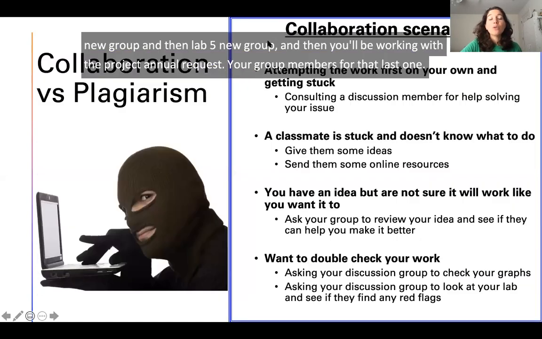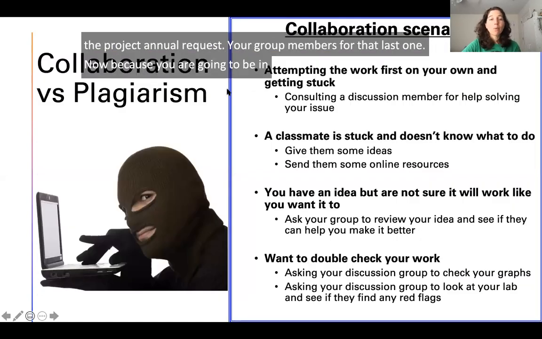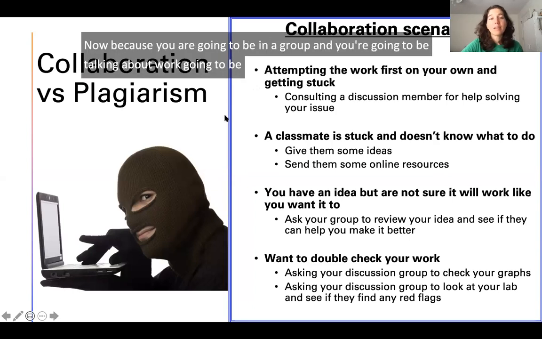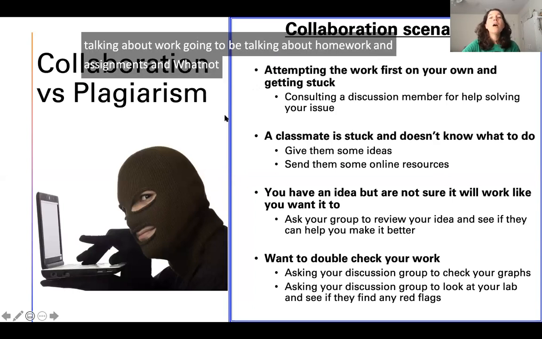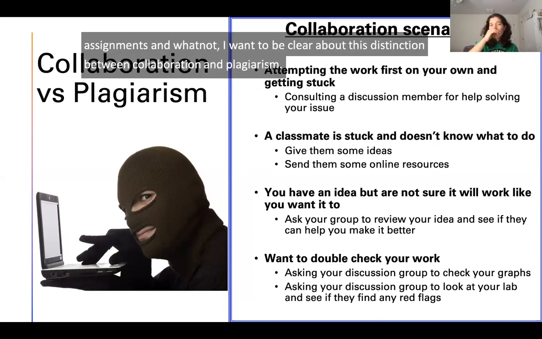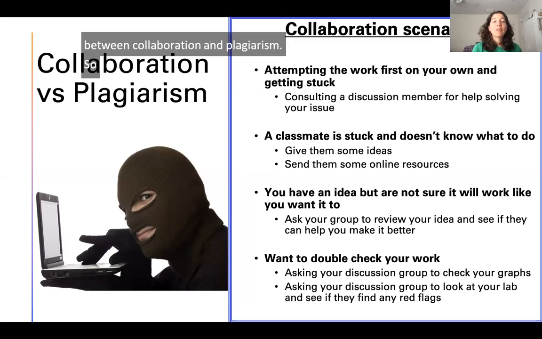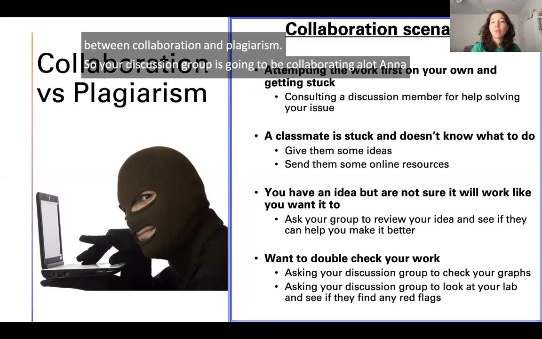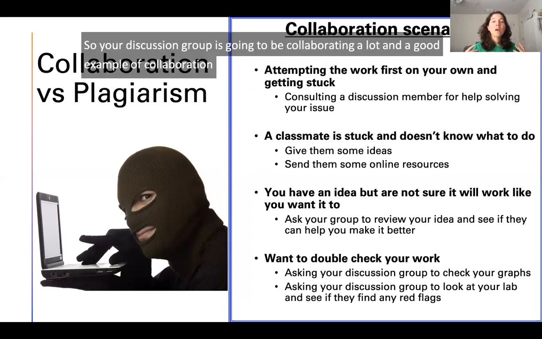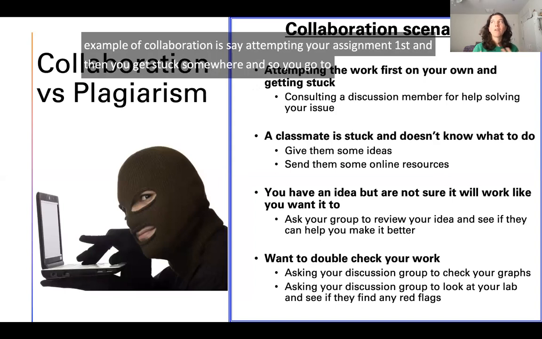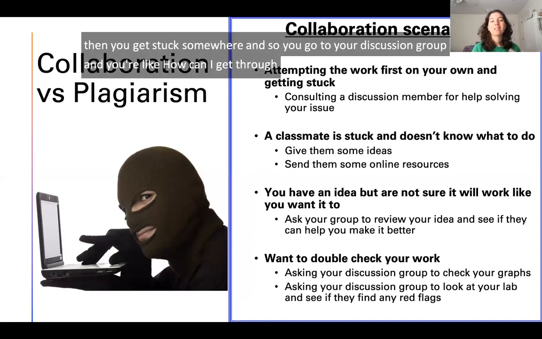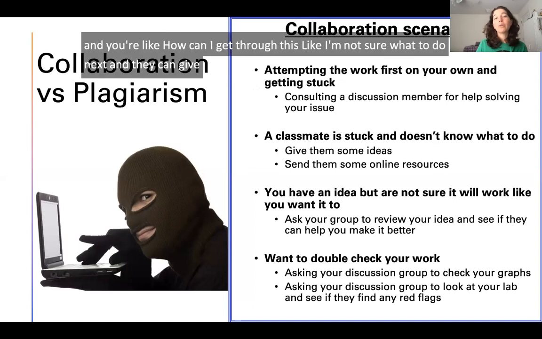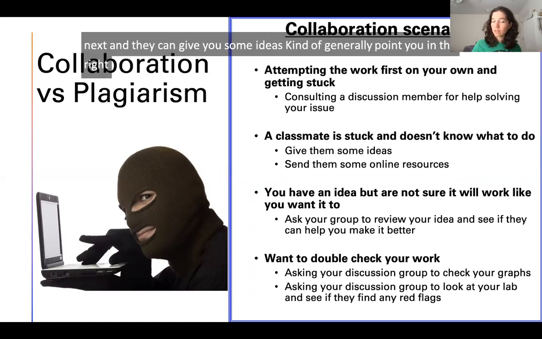Now, because you are going to be in a group and you're going to be talking about work, you're going to be talking about homework and assignments and whatnot, I want to be clear about this distinction between collaboration and plagiarism. Okay, so your discussion group is going to be collaborating a lot. And a good example of collaboration is, say, attempting your assignment first and then you get stuck somewhere. And so you go to your discussion group and you're like, how can I get through this? Like, I'm not sure what to do next. And they can give you some ideas, kind of generally point you in the right direction, and then you can go about your business and finish the assignment.